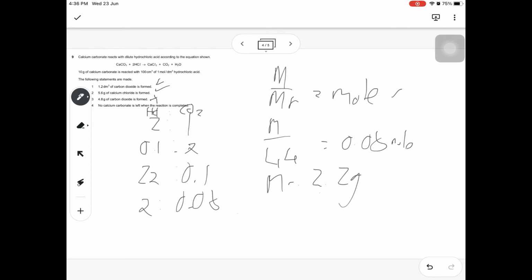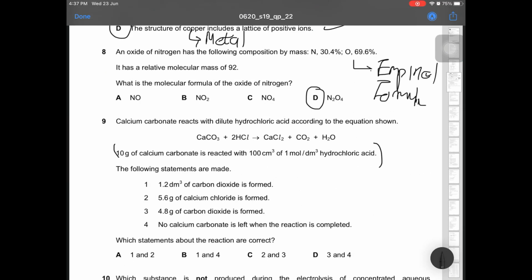So for the fourth statement, no calcium carbonate is left when the reaction is completed. This is false. That's because hydrochloric acid is the one that is limiting it. So it is actually the hydrochloric acid that will be used up. So in conclusion, after doing all of these calculations, we have known that the first and the second statements are correct and the third and fourth are wrong. So the answer will be A.